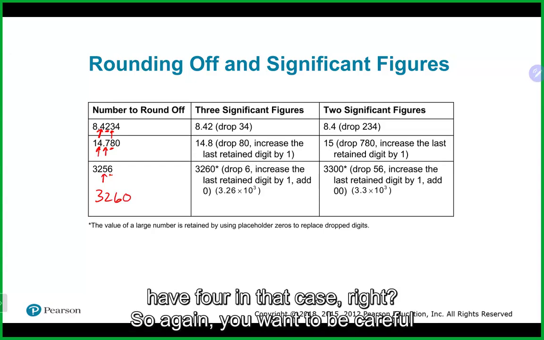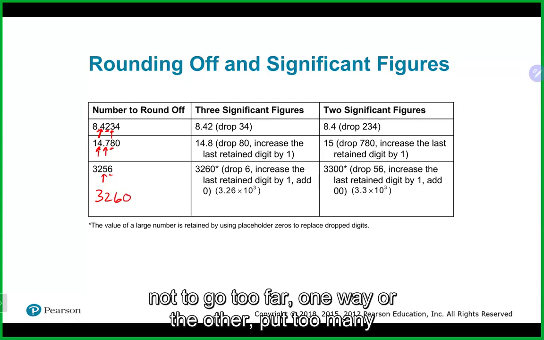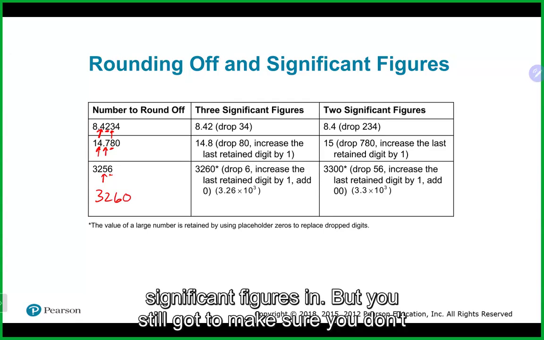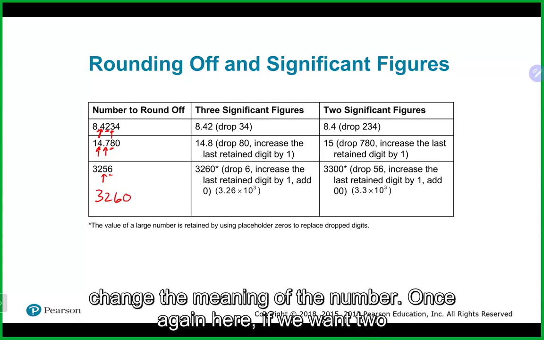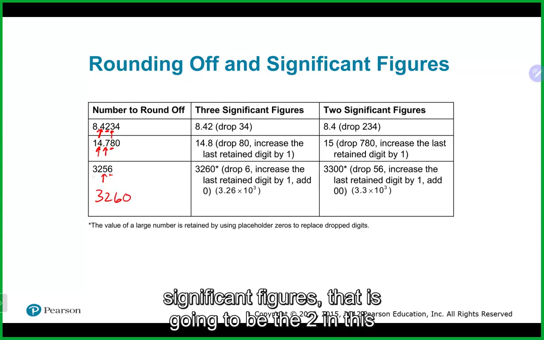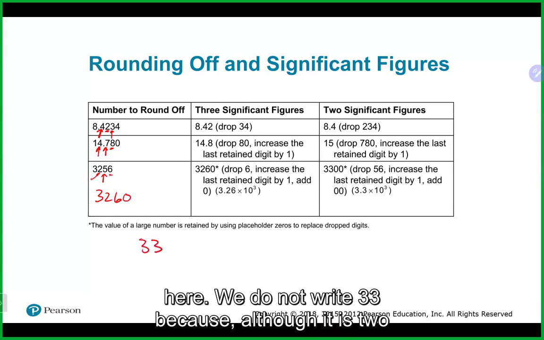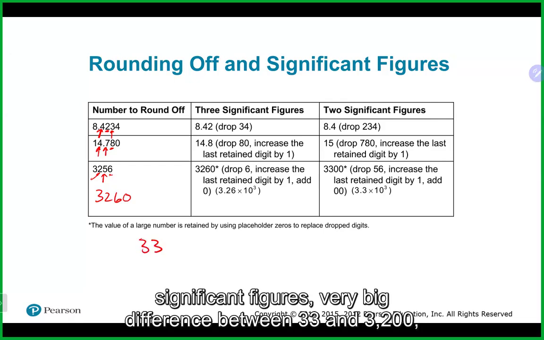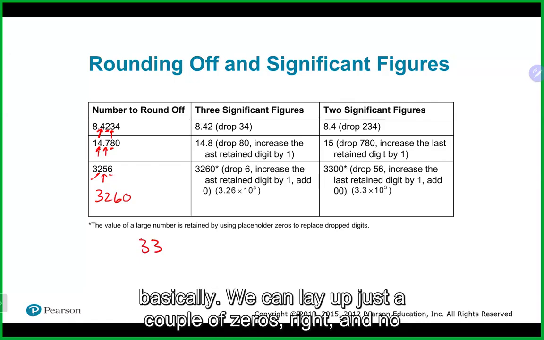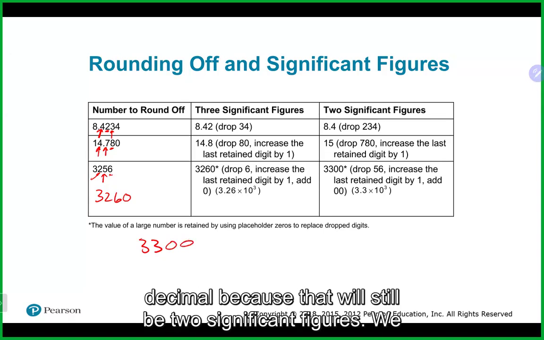So again, you want to be careful not to go too far one way or the other, put too many significant figures in, but you still got to make sure you don't change the meaning of the number. Once again, here, if we want two significant figures, that is going to be the 2 in this case. We would look at the 5 and need to round up. Same deal here. We do not write 33 because although it is two significant figures, very big difference between 33 and 3,200, basically. We can add just a couple of zeros, right? And no decimal, because that will still be two significant figures.